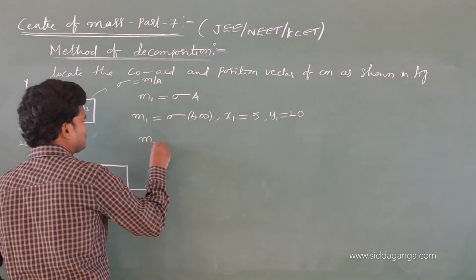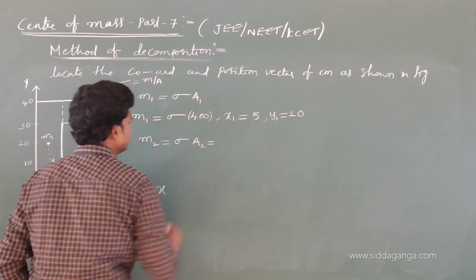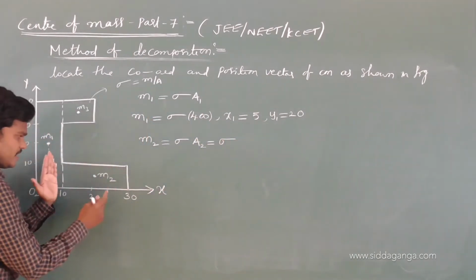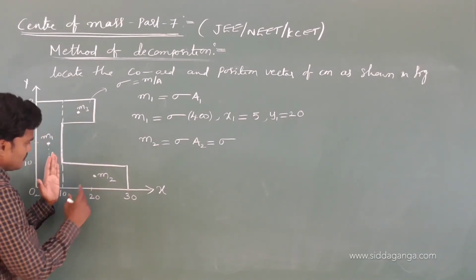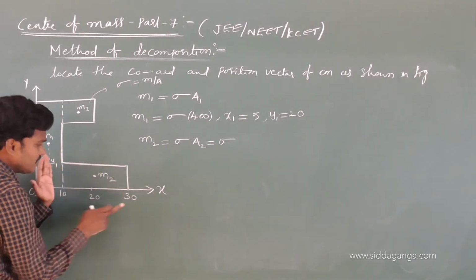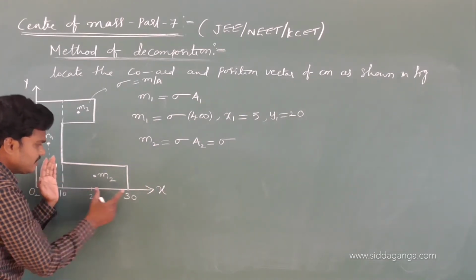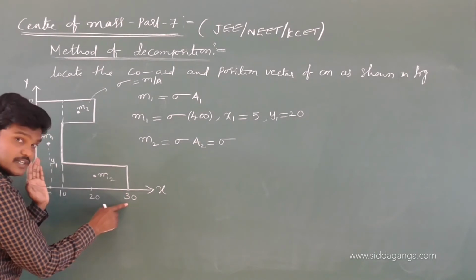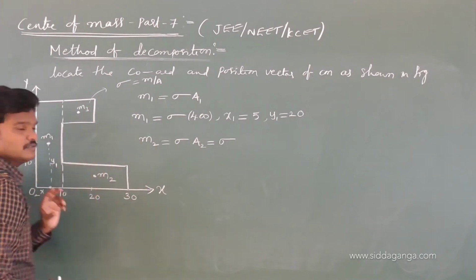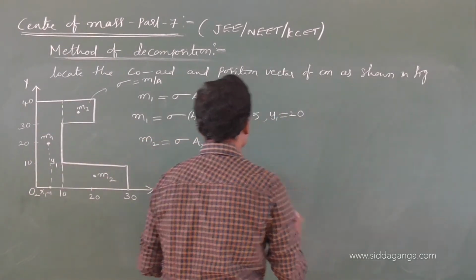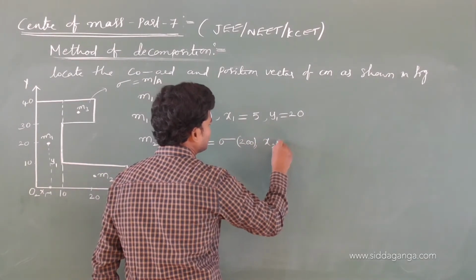M2 is sigma into A2. This is A1, this is A2. So sigma A2, the area of this small piece of the lamina. What is the length of this piece? Don't think 30; take this piece outside. The length is 10 plus 10, 20. The figure is 30, but the length of this piece is 20. What is the height of this piece? 10. What is the area? 20 into 10, how much now? 200.